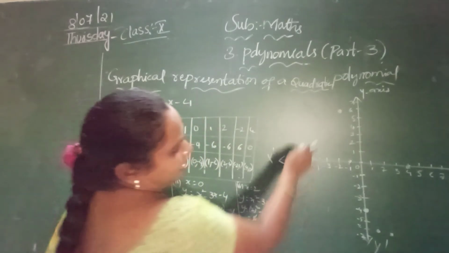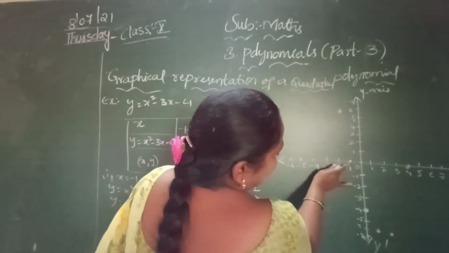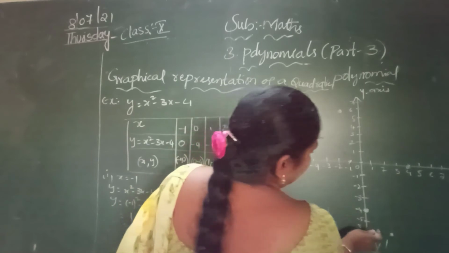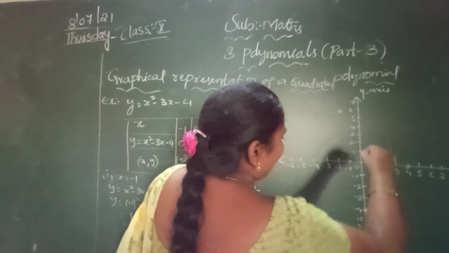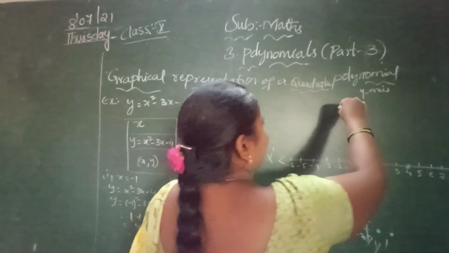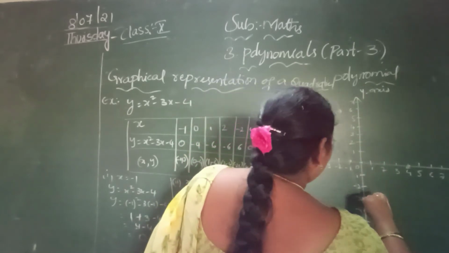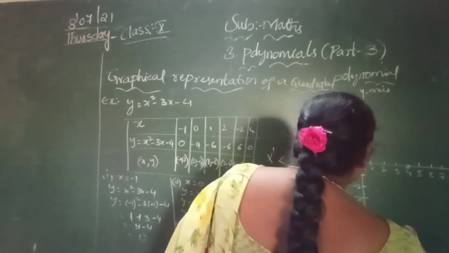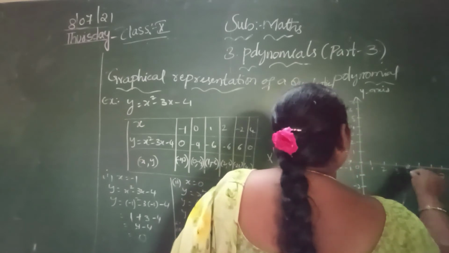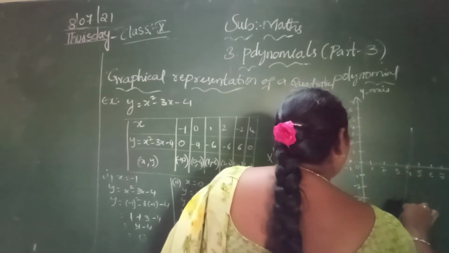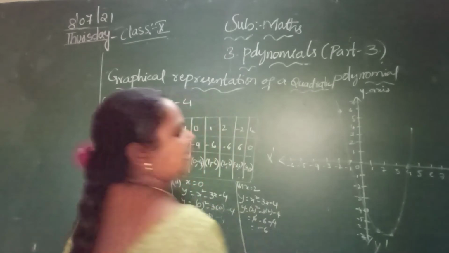Now check the points. Here is the point, here, here, here and here. So join the points with a line only. No need of using a scale. So how is the graph we are getting? See. So like this I got.